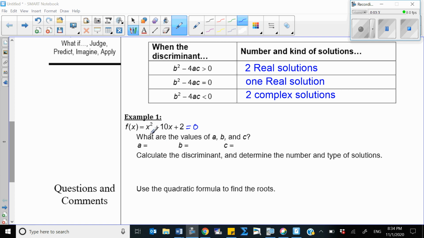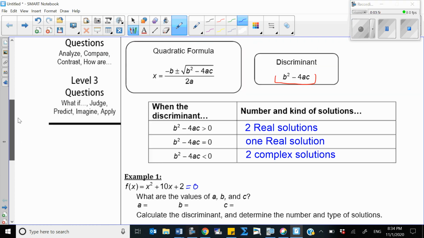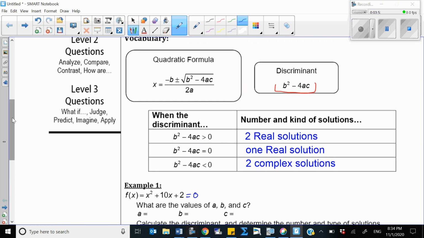If we notice, we'll see that we cannot find two numbers that if you multiply them, you get 2, and if you add them, you get 10. So that means we are not able to easily factor this function. So we're going to use the quadratic formula.